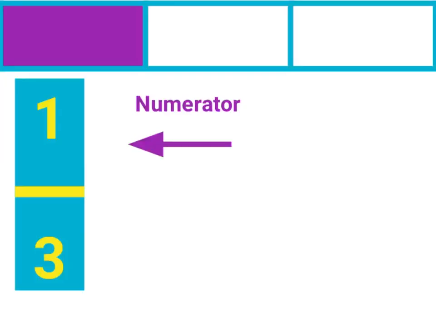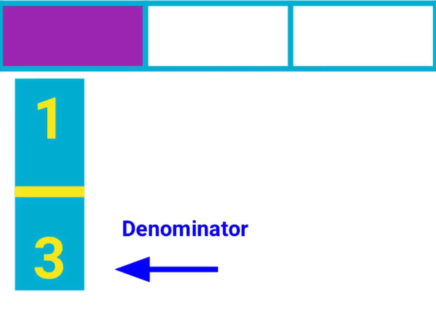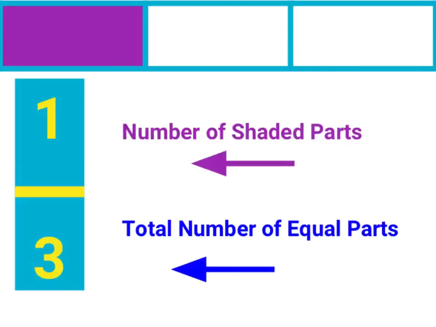But what does this fraction mean? We know this is 1/3. The numerator is on top and represents the number of shaded parts of the whole. And the denominator is on the bottom and represents the total number of equal parts. So the numerator is the number of shaded parts and the denominator is the total number of equal parts.